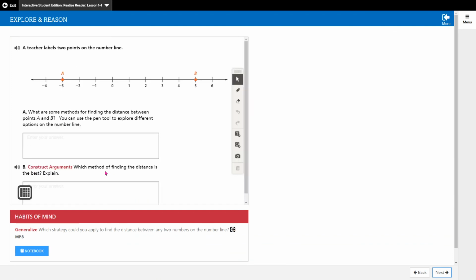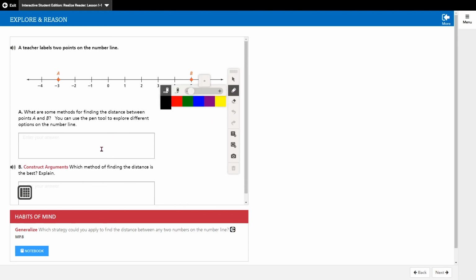And let's look at number lines real quickly, because this is important. A teacher labels 2 points on a number line, and it asks you what are some methods for finding the distance between points A and B. And it's going to come up with all these. So you go in, I want you to write something in here to try to get an idea.